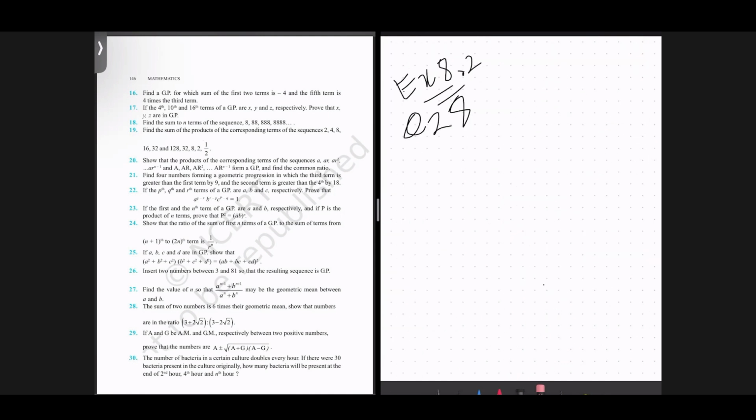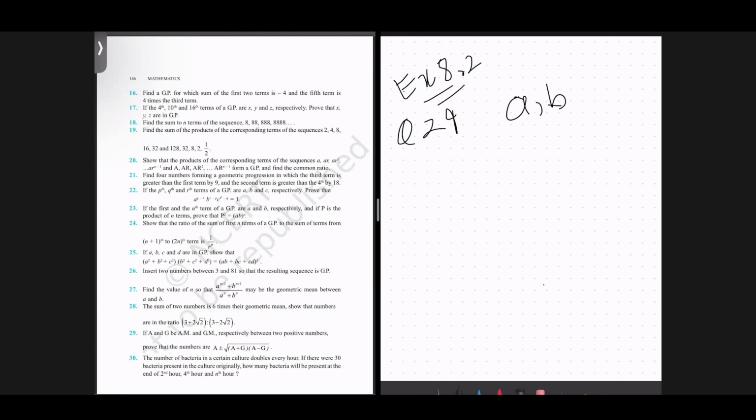So moving on, we solved question number 28. Let's try and see what question number 29 tells us. In question number 29, we have been asked: if A and G are the AM and GM respectively between two positive numbers, prove that the numbers are A ± √((A+G)(A−G)). Let us assume that these two positive numbers are going to be a and b.